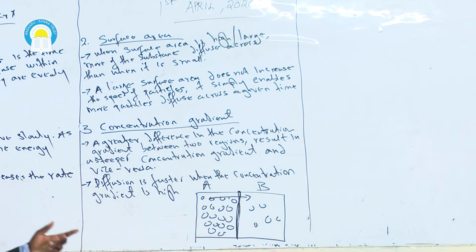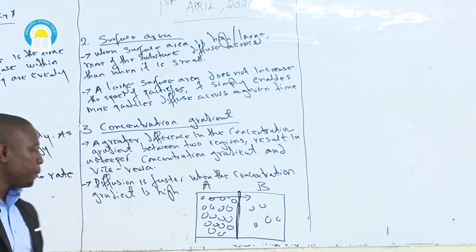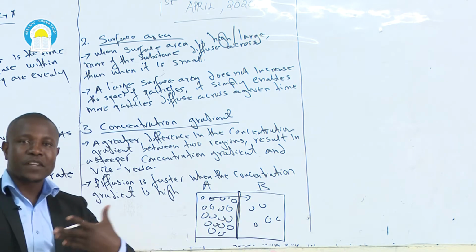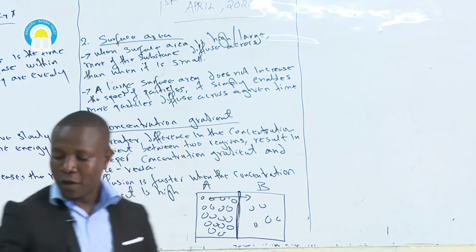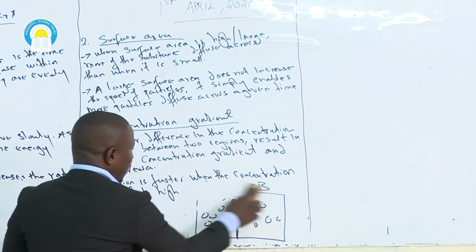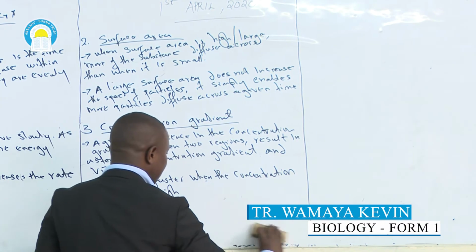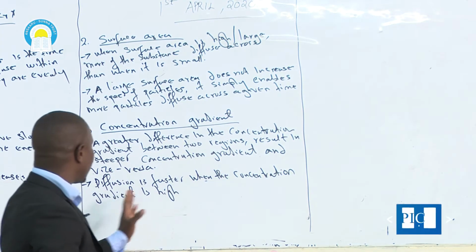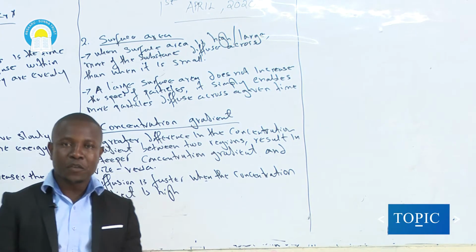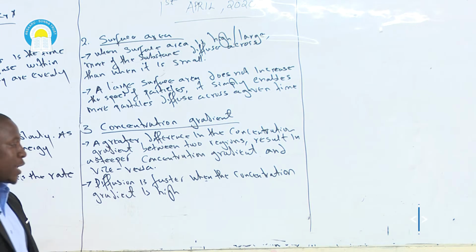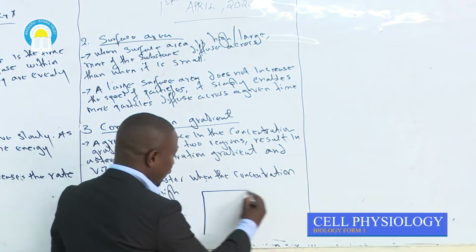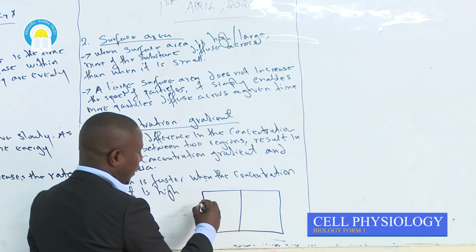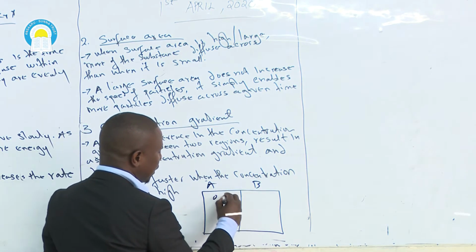So in an exam, if you're asked to explain factors affecting the rate of diffusion and you talk about the concentration gradient, simply say: the higher the concentration gradient, the higher the rate of diffusion. You can add that. It is even written here that diffusion is faster when the concentration gradient is high. And use this example: this is side A, side B.